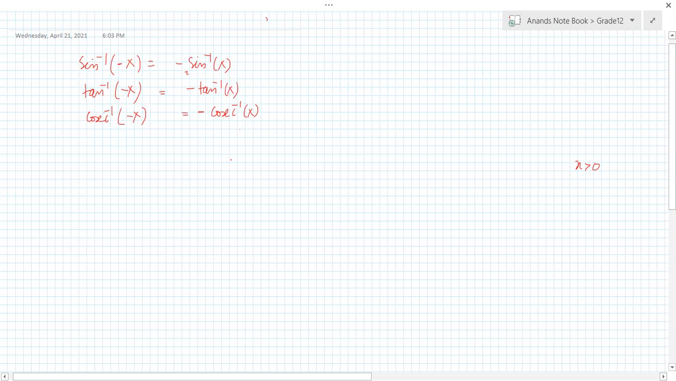For sine inverse of minus x, again we will say let sine inverse of minus x equal to theta. Then we'll say minus x is equal to sine theta. Or we'll say x is equal to minus sine theta. Or we'll say x is equal to sine of minus theta. We are here leveraging a known fact that sine of minus theta is equal to minus sine theta. Means this you can take it inside. Correct now?